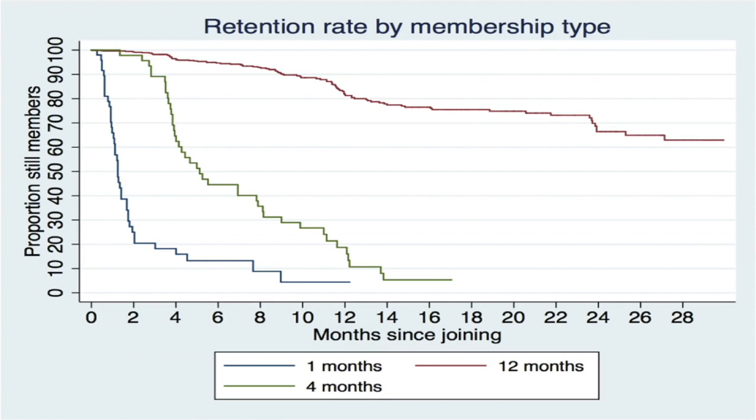Now, what you can see here is the different type of membership contracts from a particular operator. And you can see that the blue line are the month by month single month agreements. So this is when people sign up and they're easy in, easy out. And as you can see in this example, it's easy in and very easy out because, well, what's that?